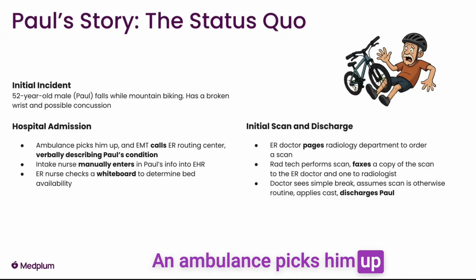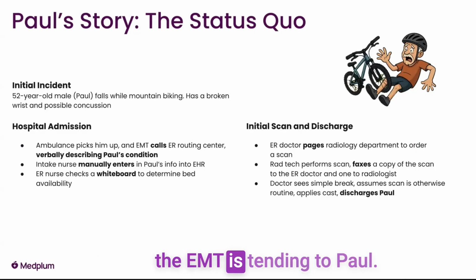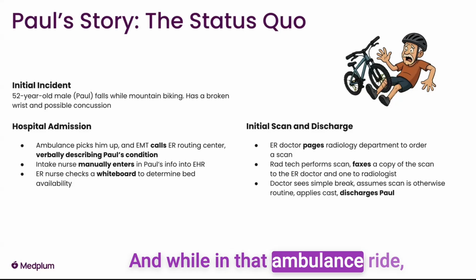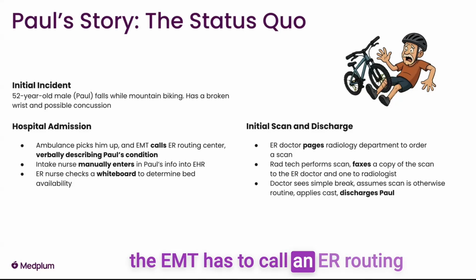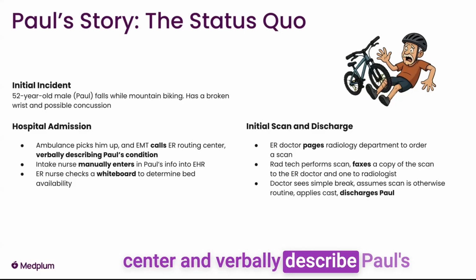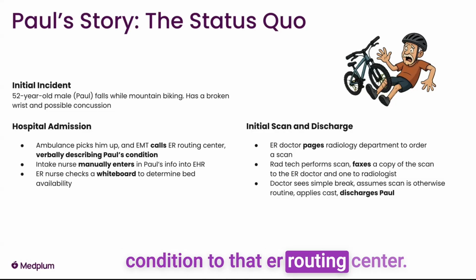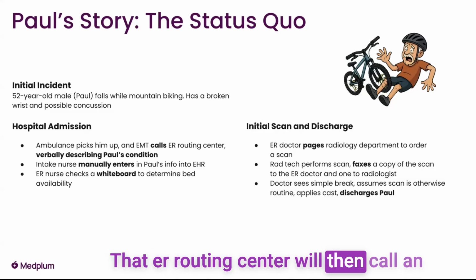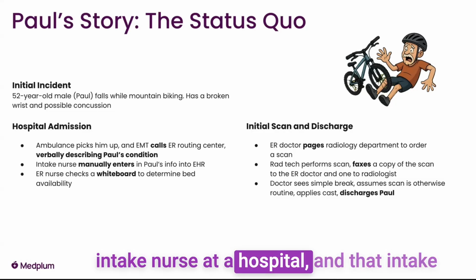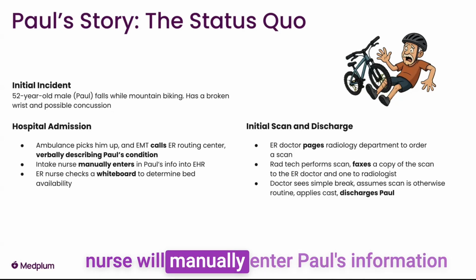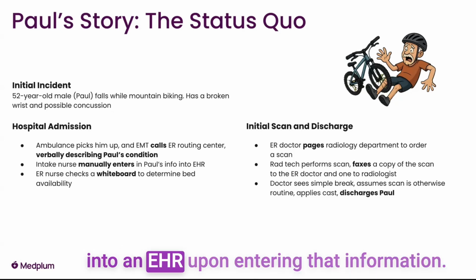An ambulance picks him up from that remote place, and the EMT is tending to Paul. And while in that ambulance ride, the EMT has to call an ER routing center and verbally describe Paul's condition to that ER routing center. That ER routing center will then call an intake nurse at a hospital, and that intake nurse will manually enter Paul's information into an EHR.